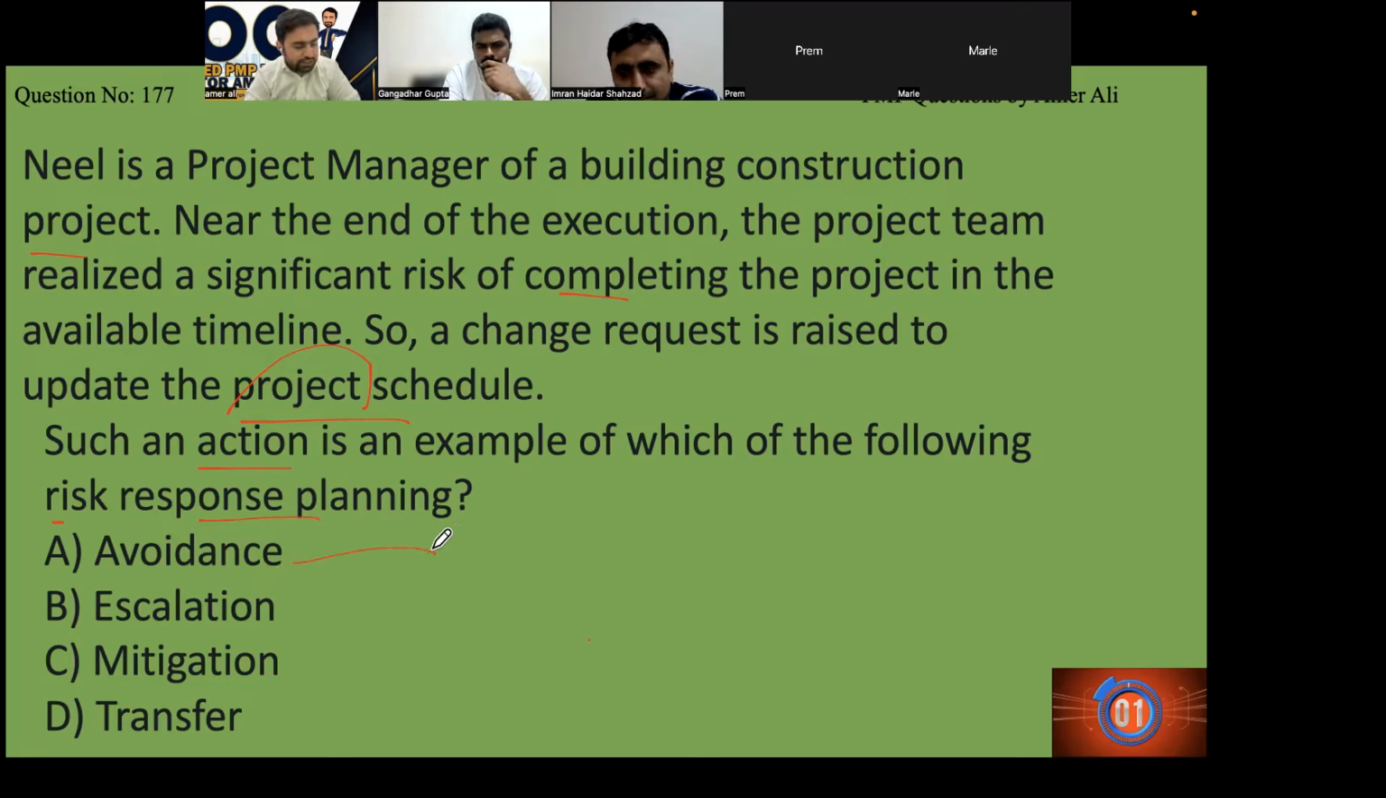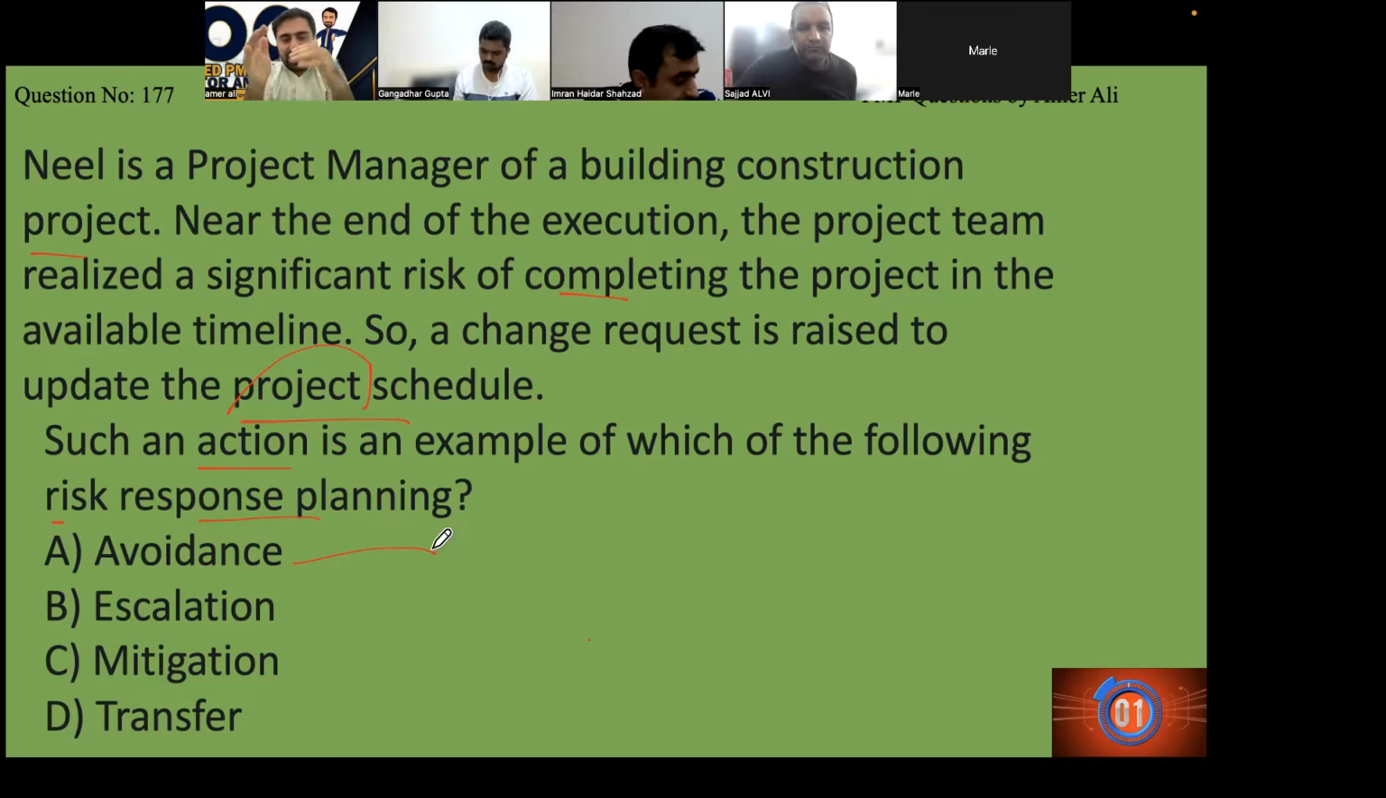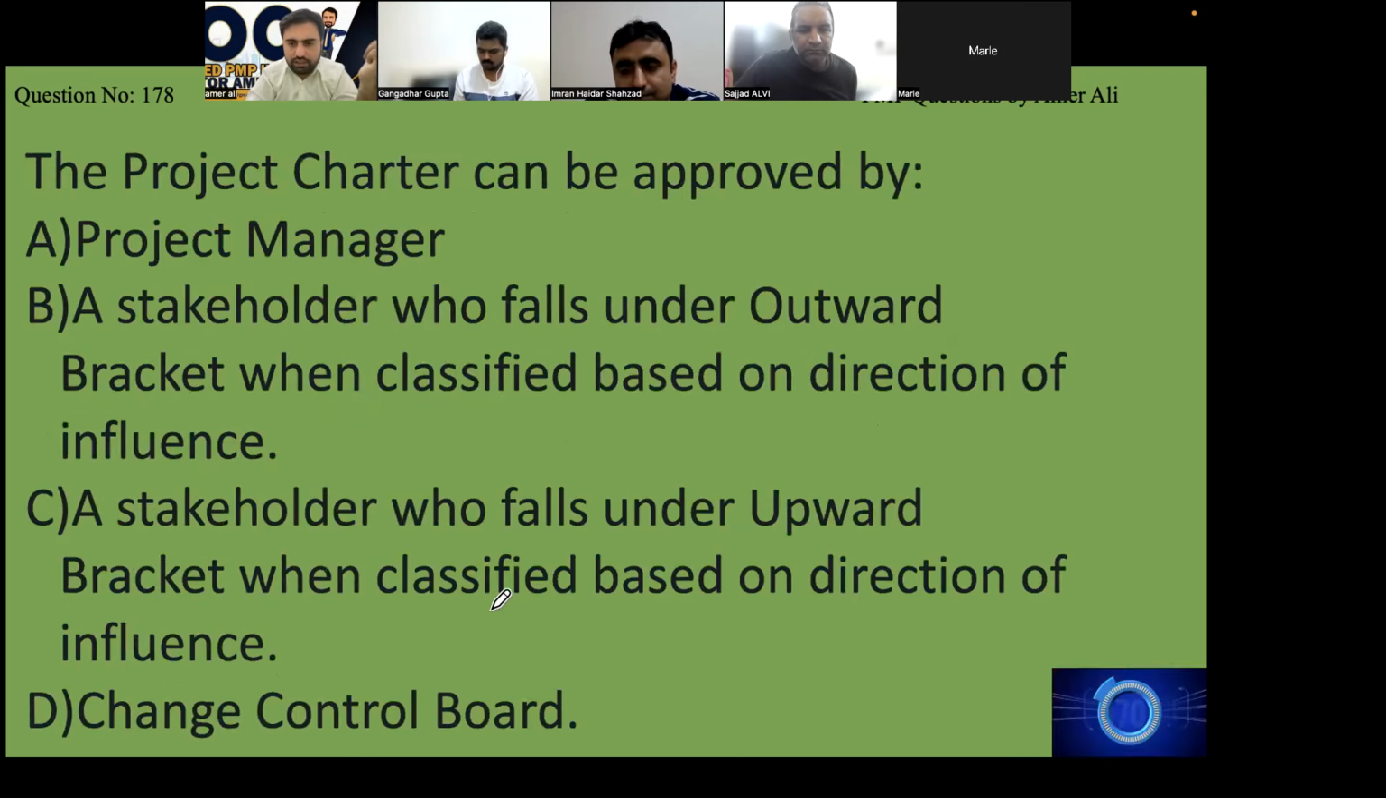Understand, avoiding a risk means making probability or impact zero. In escalation, we escalate to the sponsor; in transfer, we buy a premium. This is a mitigation strategy. Okay, thank you. Next question.